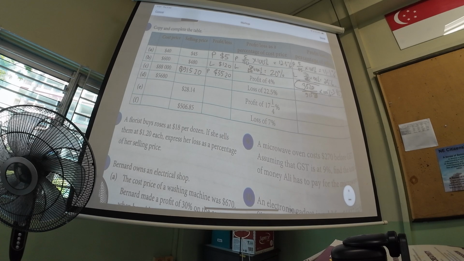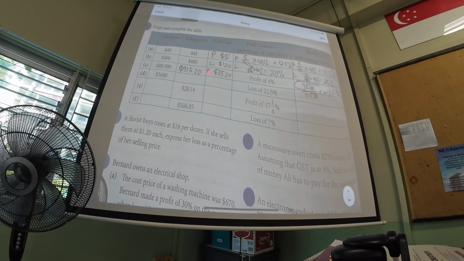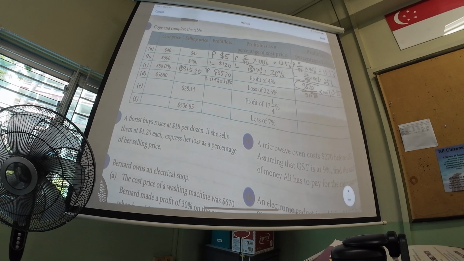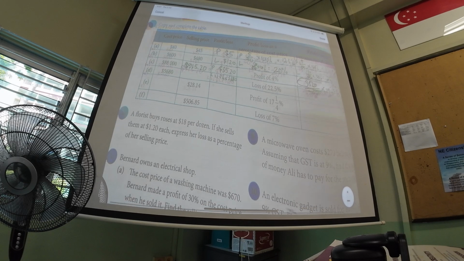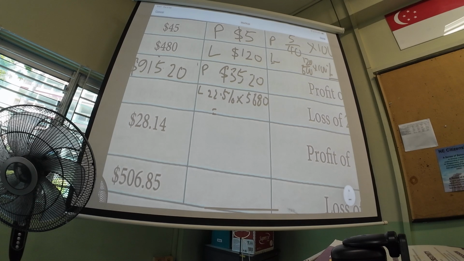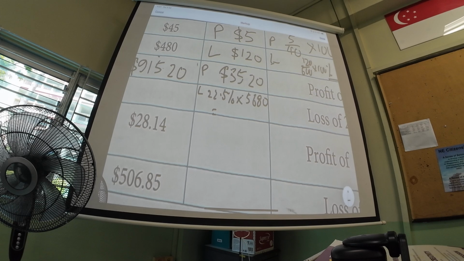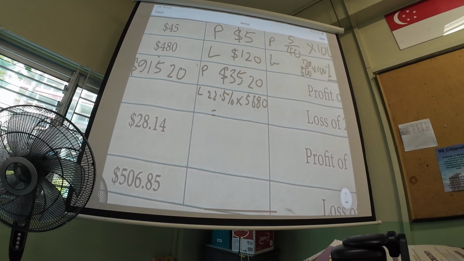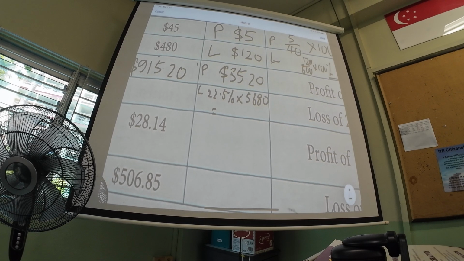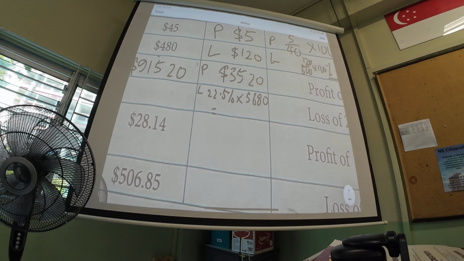How do I find this number? It's still the same. 22.5% of 5680. So I should take the loss as 22.5% of 5680. If I put it into my calculator, I should be keying in 22.5 divided by 100 because it's a percentage, then multiply by 5680.